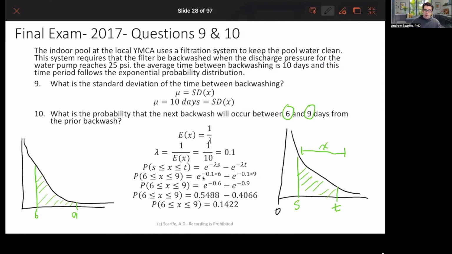So we go ahead and punch these values into our calculator, and that's exactly what we get. 0.5488 minus 0.4066 gives us 0.1422. If you set up your equation like this, for exponential distributions, everything will make sense and will be a lot easier to solve as long as you set your problems up like that.